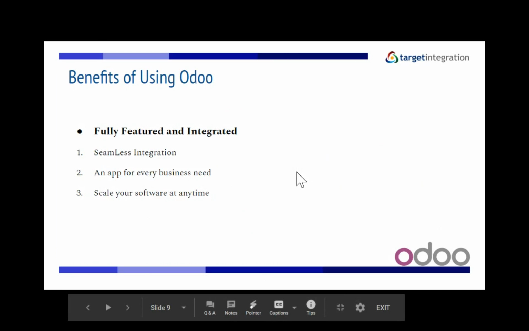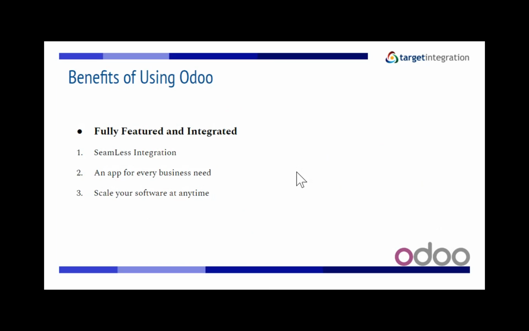It's fully featured and integrated. With this, I mean in Odoo, you have every app that your business needs. As I said previously, you have CRM, you have sales, you have accounting, you have inventory, you have human resources. So it's all under one roof.